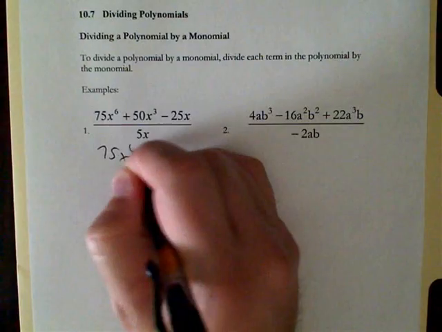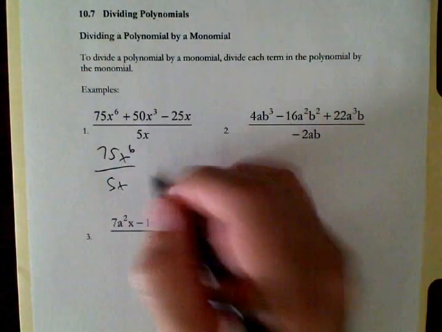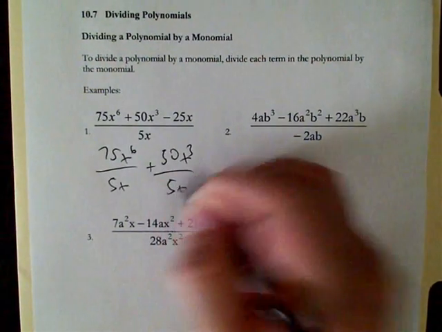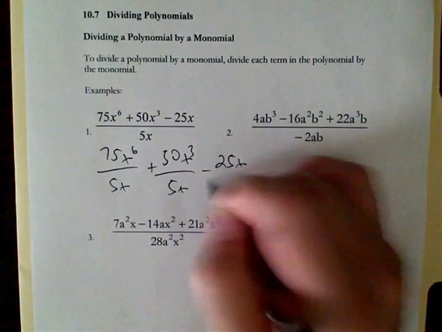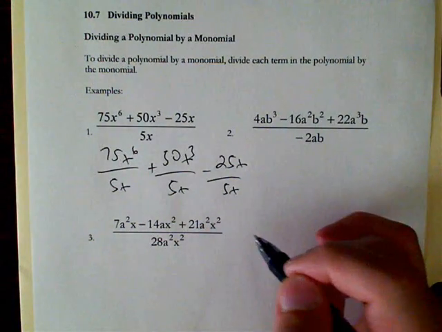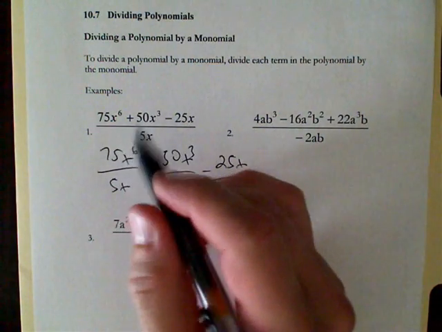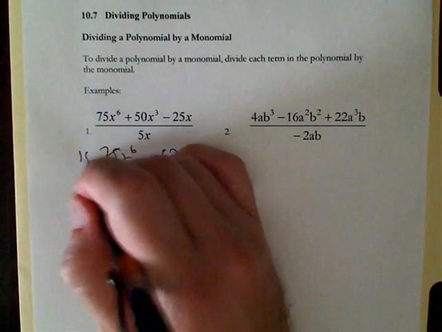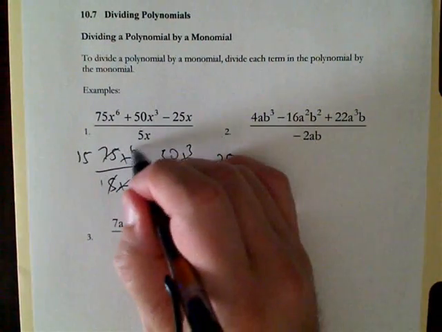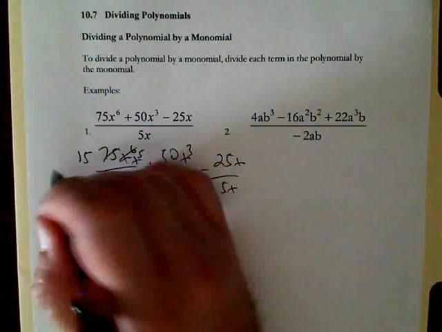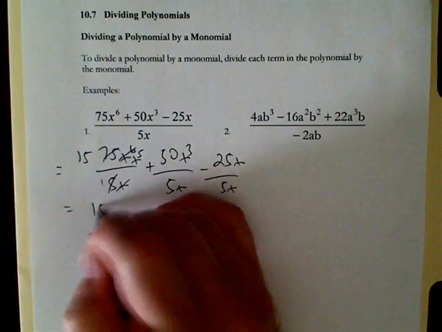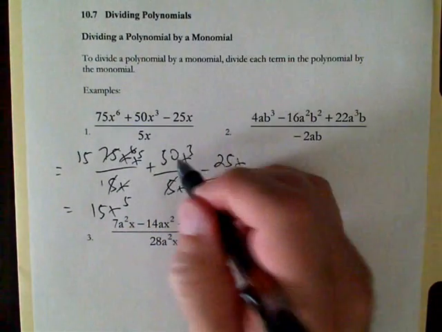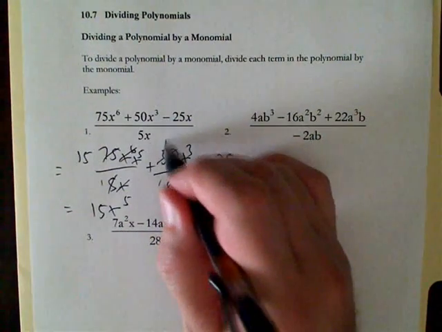Let's write 75x to the 6th divided by 5x plus 50x to the 3rd divided by 5x minus 25x divided by 5x. Now all we're going to do is start dividing. I like to cancel. 5 goes into 5 once, 5 goes into 75 15 times. This x is going to cancel with one of those x's, leaving x to the 5th, which leaves us with 15x to the 5th.